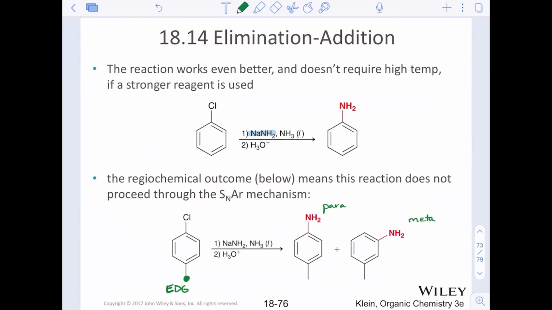And so with the reaction of nucleophilic aromatic substitution, that doesn't make sense. So what actually happens is a reaction called elimination addition. And that's the mechanism that we'll be going through in just a moment.